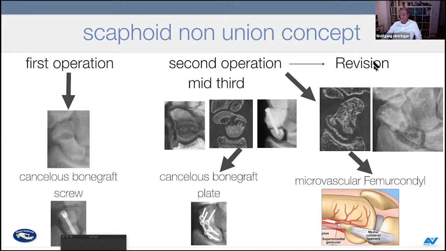Only in revision cases where the proximal pole is fragmented, we use a microvascular osteochondral graft. All other methods, Zaidenberg, Matti-Russe, disappeared in our hands. Those were the methods where we, before, operated this kind of non-unions or that one. But since we have this plate, we changed along to that method.